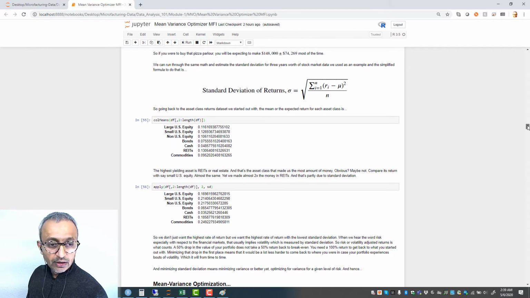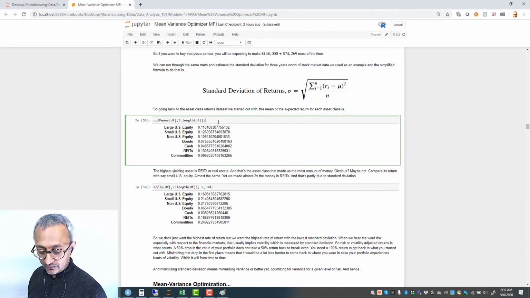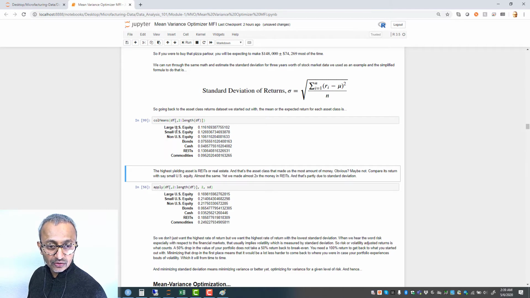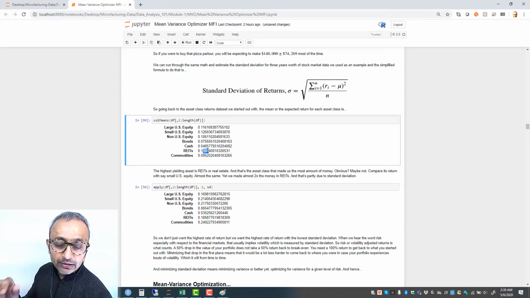So let's go back to that asset class returns data. As you can see, we can take the mean of that data by asset class. Large US equity returned 11.6%, small 12.69%. REITs did 13%, so not that much difference. REITs and small cap are pretty close in terms of return, but REITs did twice the amount of money.